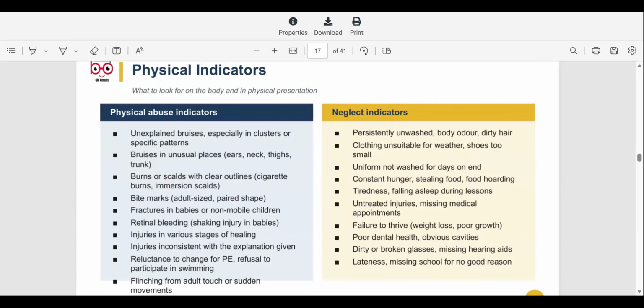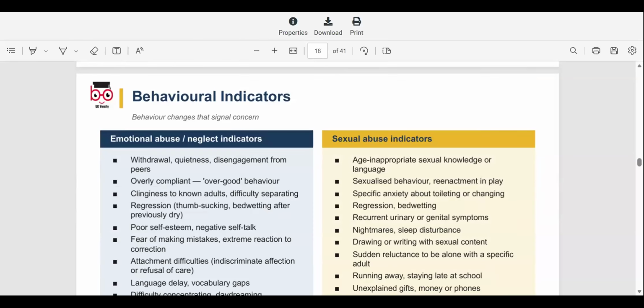Physical indicators could be things like the fact that they've got unexplained injuries. It could be bruises, it could be burns, scalds, multiple bruises, various fractures, injuries that are inconsistent. And then neglect indicators could be things like persistently unwashed, that they smell, poor hygiene, inappropriate clothing, hunger, that they're hungry all the time, tiredness, medical neglect, constantly tired, poor dental hygiene, things like that.